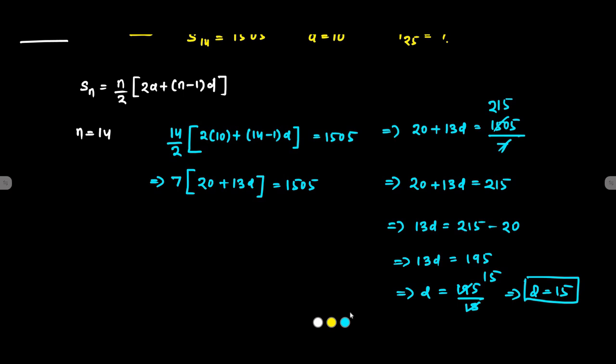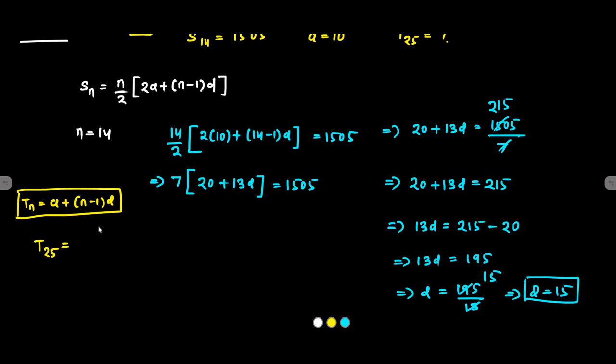Now it has been asked to find the 25th term. So we have the general nth term formula, Tn is equal to a plus n minus 1 into d. Now we have all the information with us. Okay, n is equal to 25, a is equal to 10, d we found out 15, so we'll simply put the value and get the result.